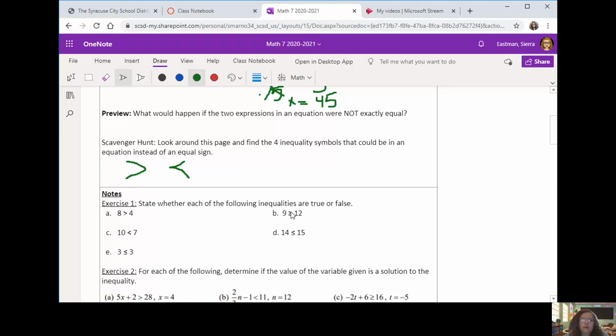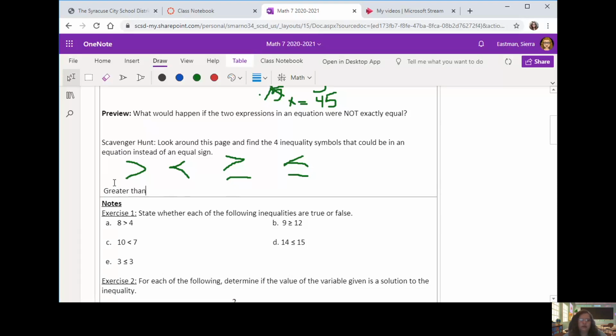And then we have these with the little line underneath them. So that's going to be greater than or equal to. It's kind of a combination of this and a regular equal sign. And we could also have less than or equal to. Again, kind of a combination of the less than symbol with an equal sign. I'm just going to fix this one up real quick. And I will kind of type in those names underneath here just so we have them.